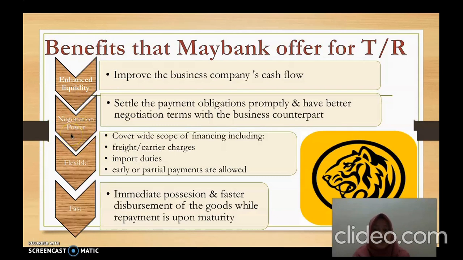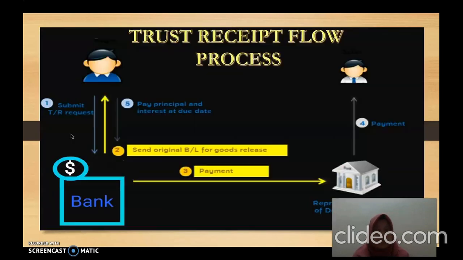The third one, the trust receipt is also flexible. It can help to cover a wide scope of financing, including carrier charges and import duty, and early or partial payments are allowed. The last one is that it is a very fast process, with immediate possession and faster disbursement of the goods, and repayment is upon maturity.